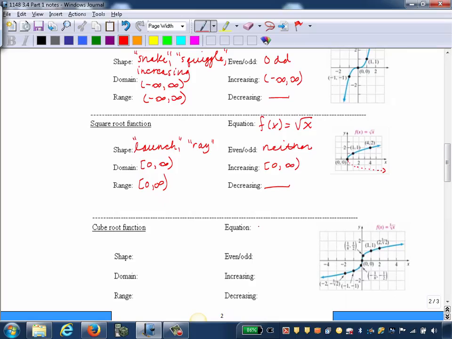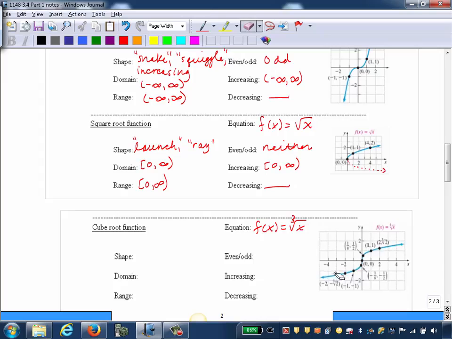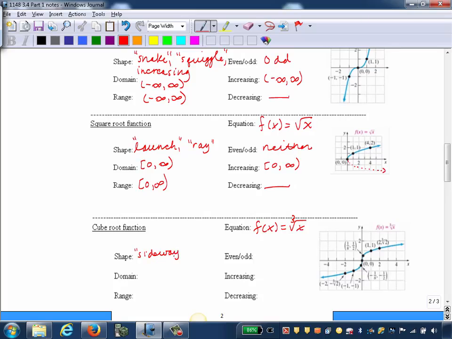Our cube root function, that's the form f of x equals cube root of x. Again, you also have a little experience with this from previous courses. The shape of this, again, my students have called an S shape or a sideways snake shape. So sideways snake or an S shape. The domain we can see is all real numbers, negative infinity to infinity. Same with the range.